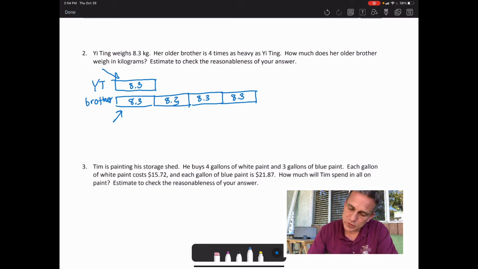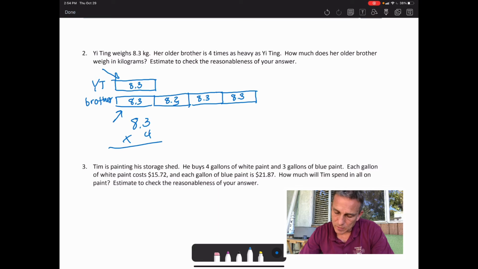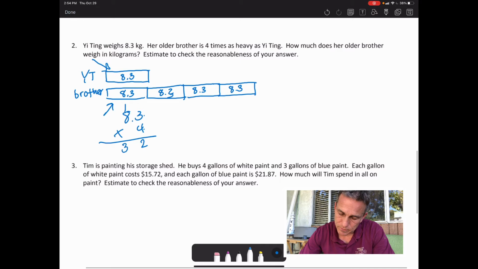So this would be 8 3/10 times 4. All right, so I'm going to go 8 3/10 times 4. And I'm going to go ahead and multiply the 4 times the 3, and I get 12, carry the 1. 4 times 8 is 32, plus 1 is 33.